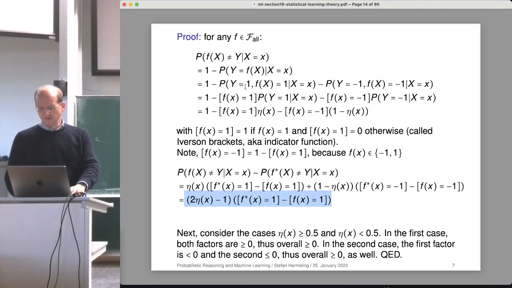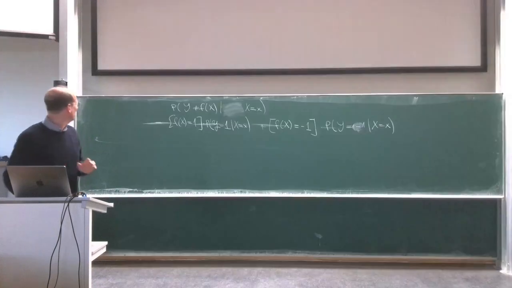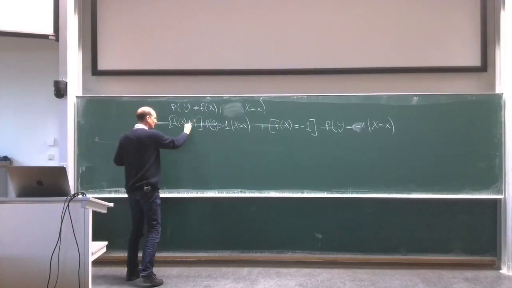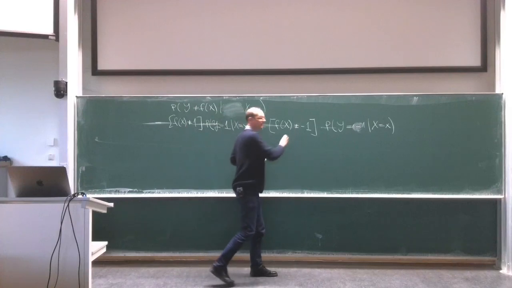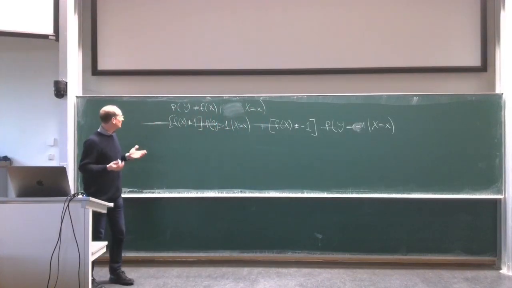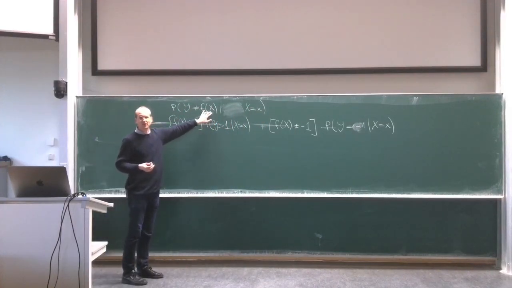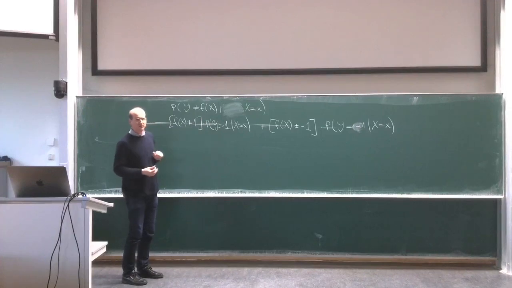So, where do I want to get? First of all, this must be not equal then to these values, right? Then I'm doing a mistake, because the y should be different to the f of x. So I can write it like this.